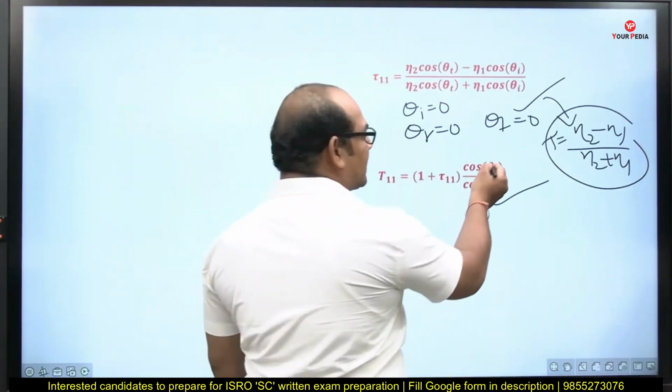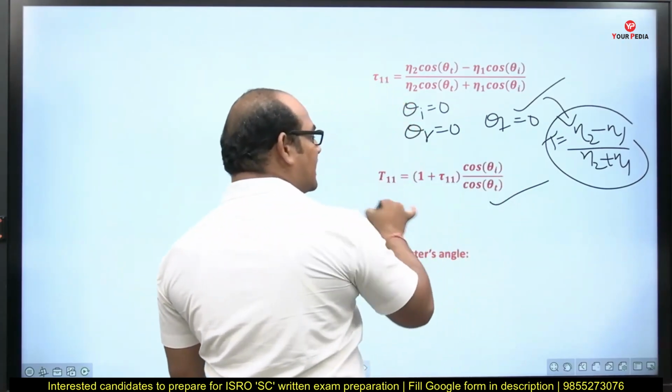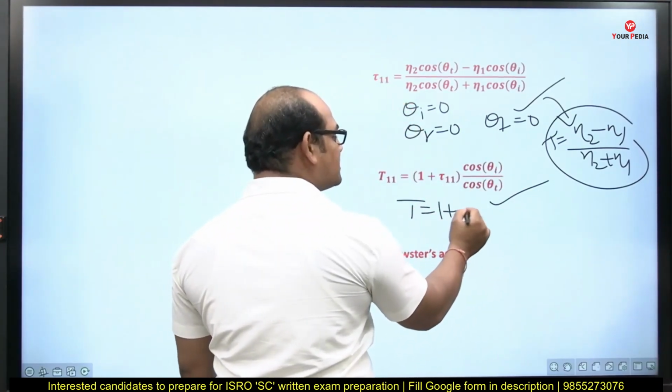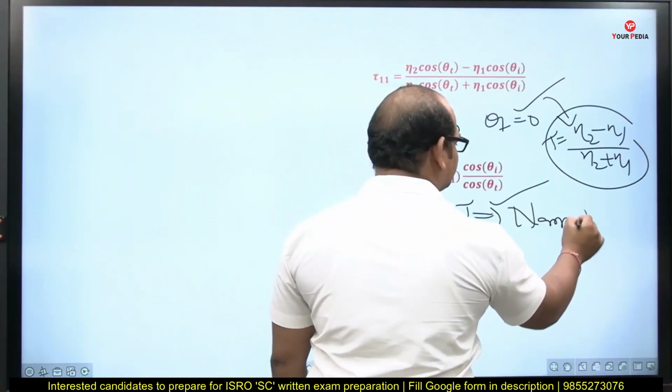Again the same thing: substitute theta i is 0 and theta t is equal to 0, 1 by 1 is equal to 1, so that you will get t is equal to 1 plus tau. This is what we have observed in the normal incidence.